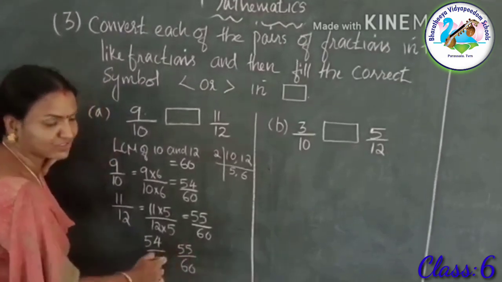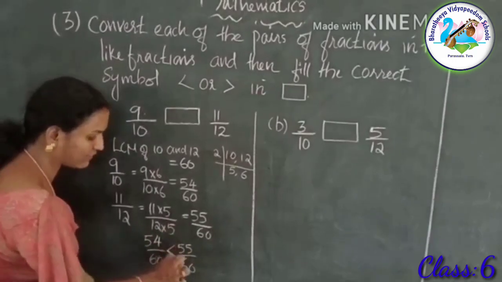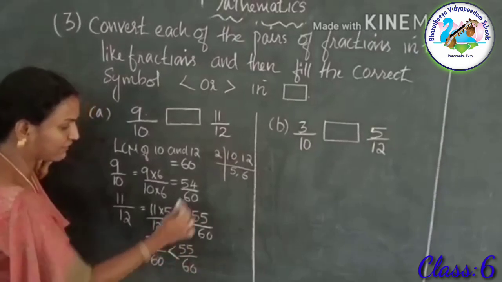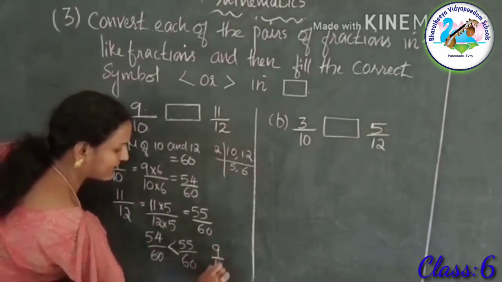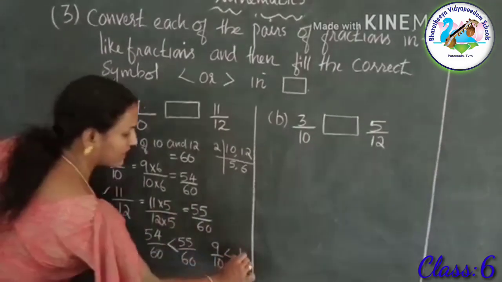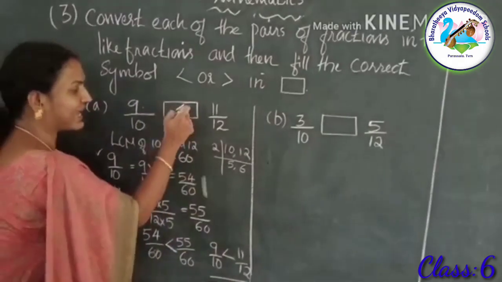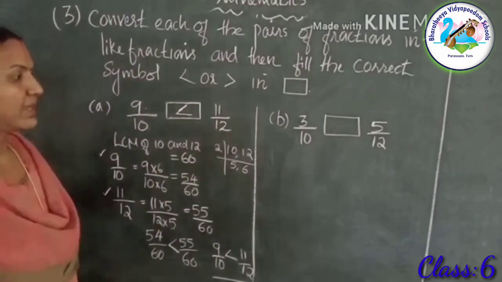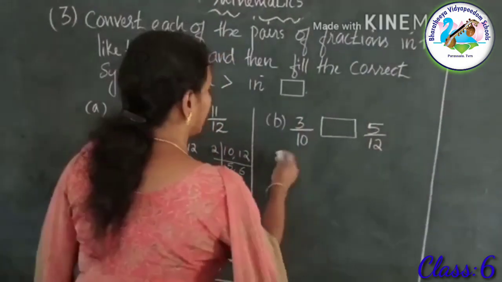These are like fractions, denominators are same. So greater numerator is the greater fraction. So 54 by 60 is less than 55 by 60. Then 54 by 60 is same as 9 by 10, and 55 by 60 is same as 11 by 12. So 9 by 10 is less than 11 by 12. The next option, 3 by 10 and 5 by 12.